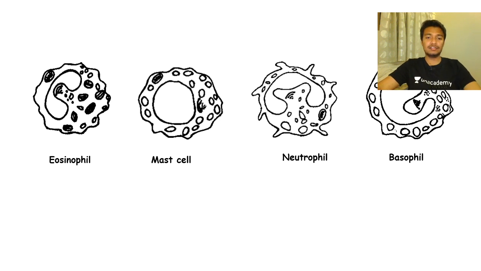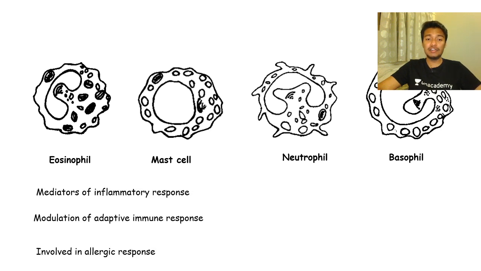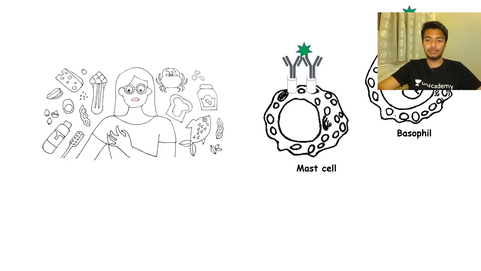Let's talk about these cells, all of them derivatives of myeloid progenitors. Eosinophil, mast cells, neutrophil, basophil, all of them are involved somewhat in the innate immune system. Among them, specifically, mast cell is very important in the context of inflammatory response and allergic response. And they did ask a question on which of these following cells is associated with type 1 hypersensitivity or allergy. So this is an important concept to know, that these are important in the context of inflammation, modulation of adaptive immune response, and allergic response, the type 1 hypersensitivity response.